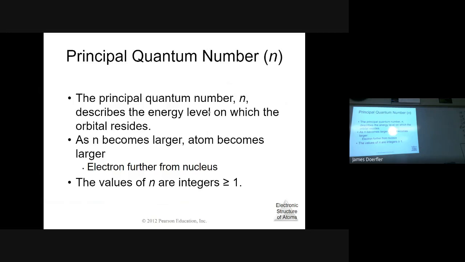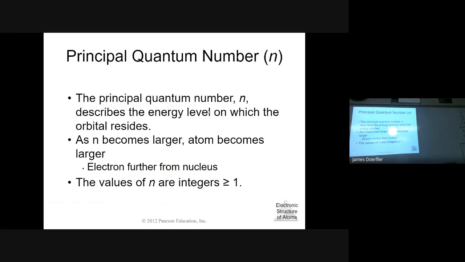Now back to your principal quantum number. As n becomes larger, the atom becomes larger. Okay, because if your n is getting larger, that means your energy levels are getting larger or higher in number, and the only way you can do that is by going away from the nucleus. Now, each one of these quantum numbers is going to have a series of values associated with them that you are going to be responsible for knowing. Okay?